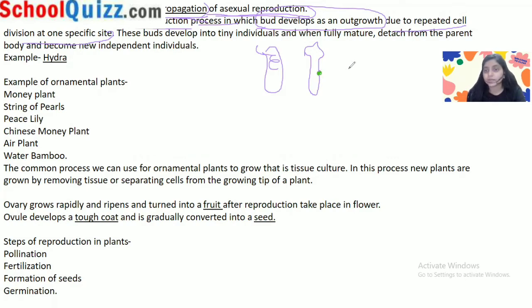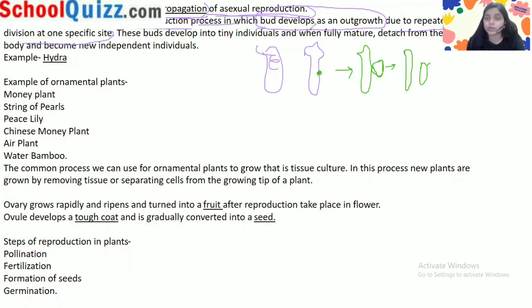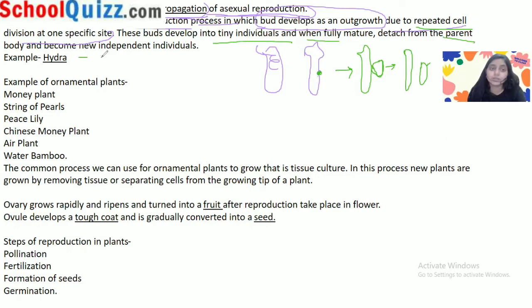You know what cell division is, at one specific site. This bud will grow as a tiny individual. It grows day by day, and when it matures enough, it is detached from the hydra. So this hydra separates, and it is a full-fledged grown hydra. So in budding, a bud develops as an outgrowth due to repeated cell division at one specific site, develops into a tiny individual, and when fully mature, detaches from the parent body and becomes a new independent individual.